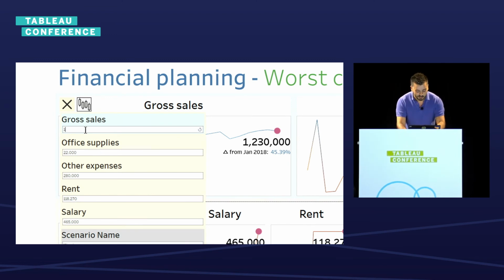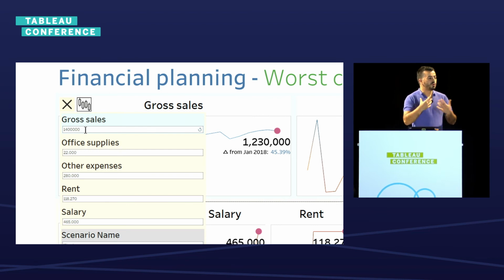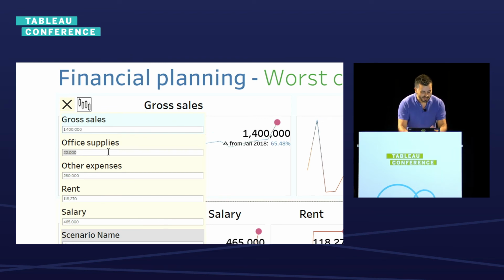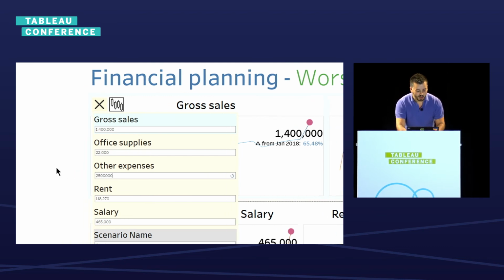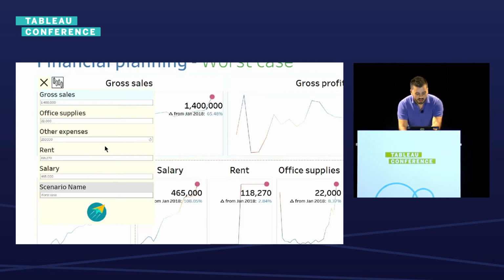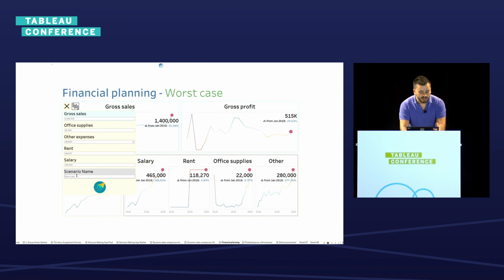You may say, I want to assume that my sales will grow dramatically, and maybe the office supplies or all these expenses will stay more or less constant. Maybe other expenses will drop because we don't have so much going on in November. And I will just assume that everything else is the same. Finally, we want to give a scenario name to this new scenario so that we can differentiate it. And I'll just call it TC scenario.